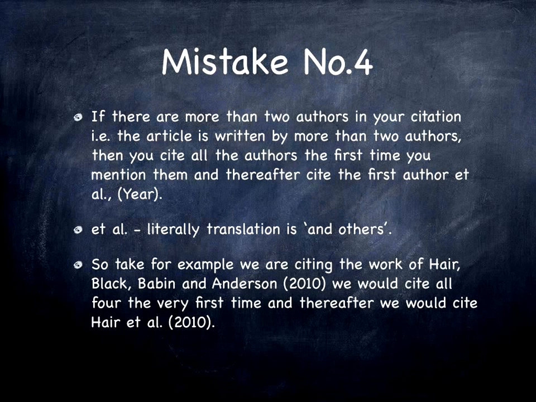So the first time we make reference to a piece of work that has more than 2 authors, we cite all the authors. So if there's 5 of them, we put down all 5 surnames followed by the year. Thereafter, if we're making reference to the same piece of work, we tend to use the first surname only and et al. So the first name and others have written this. It's a shorthand, but remember, the first time you cite that piece of work, you must use all the authors' surnames. Again, there's an example provided for you here, but it's important that you pay attention to this kind of referencing convention.